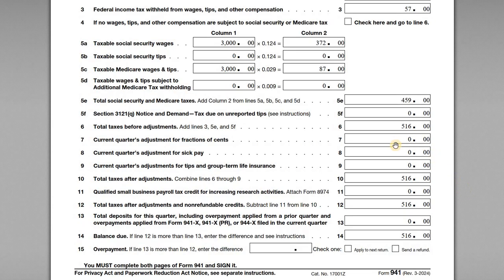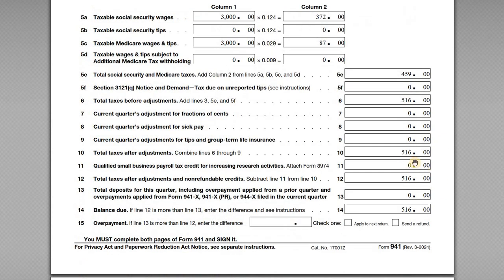Now, line 7, adjustments for fractions of cents. If you have rounding errors with the payroll taxes withheld on the employees' paychecks, then you can enter rounding adjustments up or down to get an adjusted total tax number. In this case, the math was very simple. We don't have any kind of rounding errors, so it's just an even $516. So the total taxes after adjustments here, we have $516.